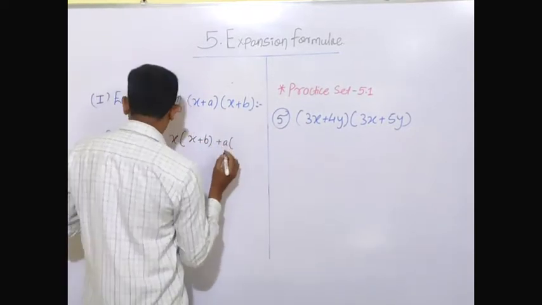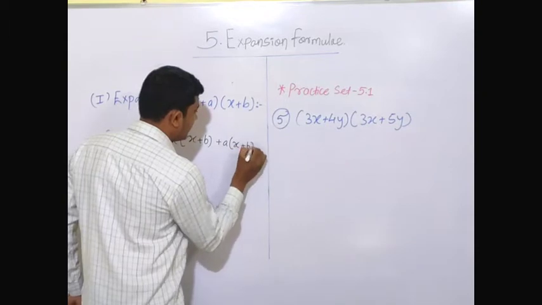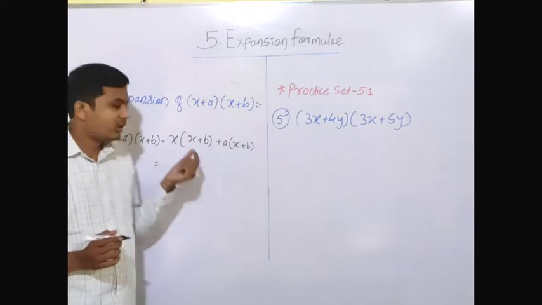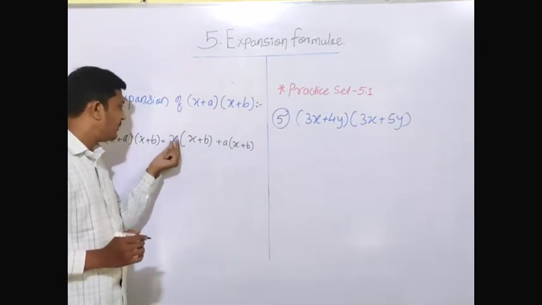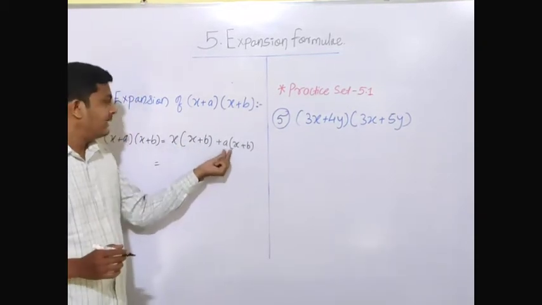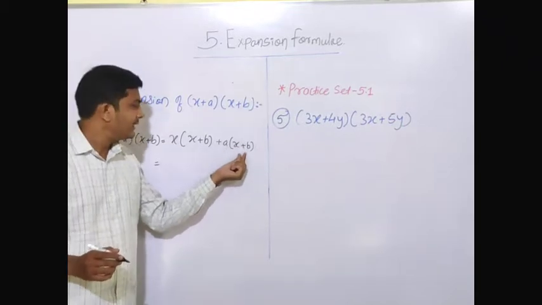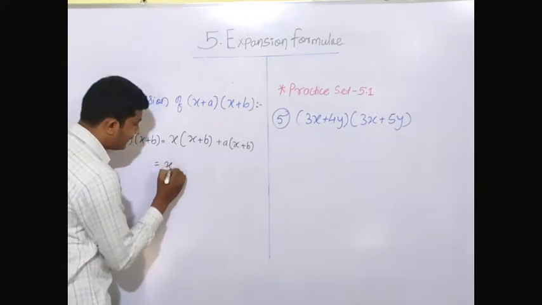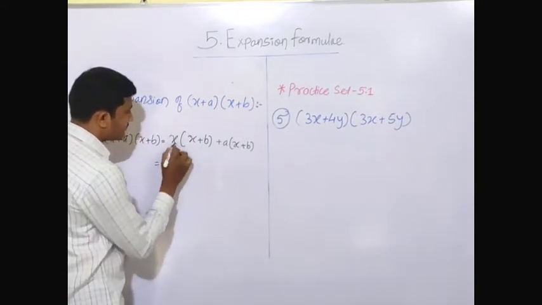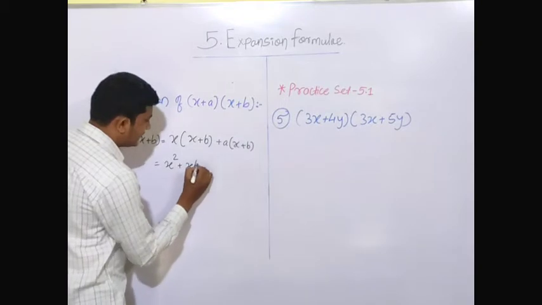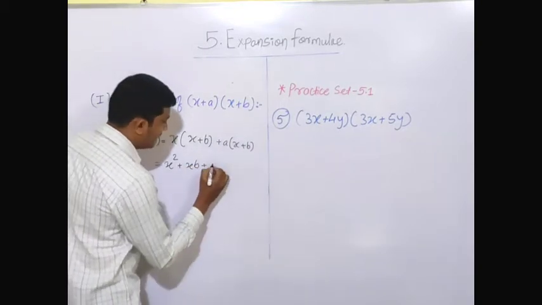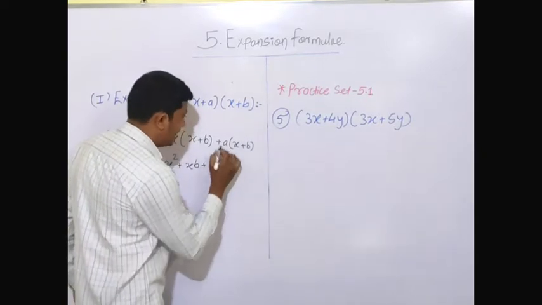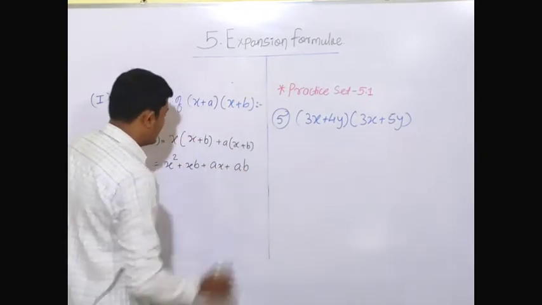Plus a will multiply to the whole bracket term, that is x plus b. Now here x is outside the bracket, it means x will multiply to the x and x will multiply to the b. Again here a is outside the bracket. A will multiply to the x plus a will multiply to the b. What we get here? x into x, that is x square, plus x into b, that is xb, plus a into x, that is ax, plus a into b, that is ab.